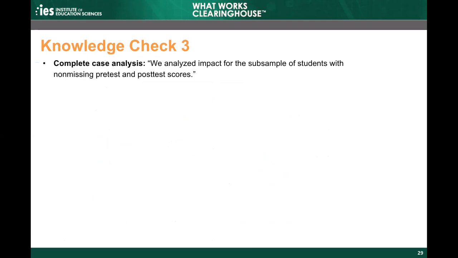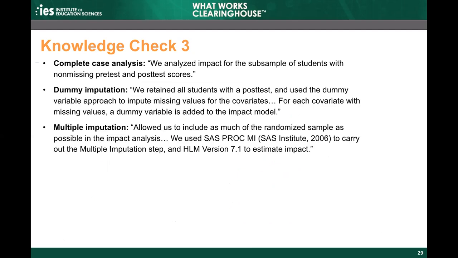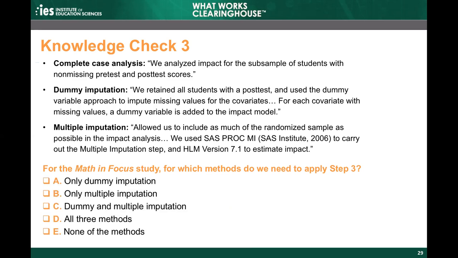So let's back up for a second and just consider, when do we even apply step three? Under what conditions would we need to go through this more complex review process? So I'm going to go back to the example math and focus study. As a reminder, there were three different analytic approaches: complete case analysis, dummy imputation, and multiple imputation. And the question is, for the math and focus study, also accounting for the ratings that we got from step one, for which methods do we need to apply step three?